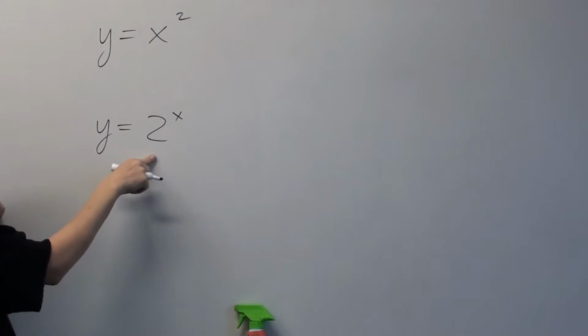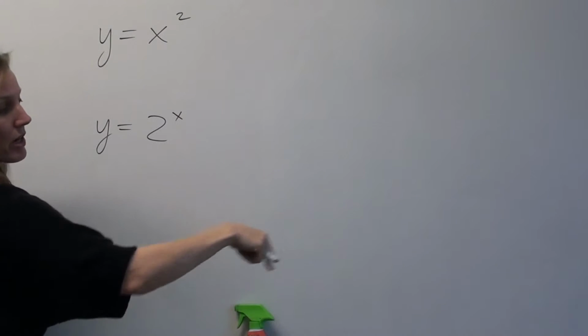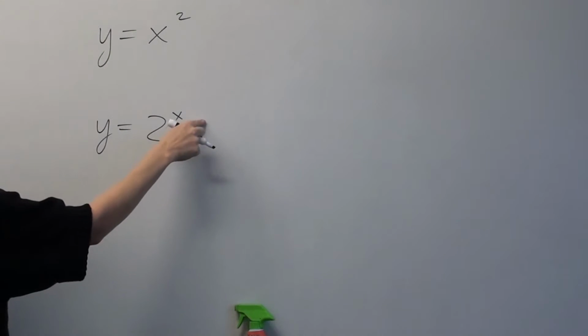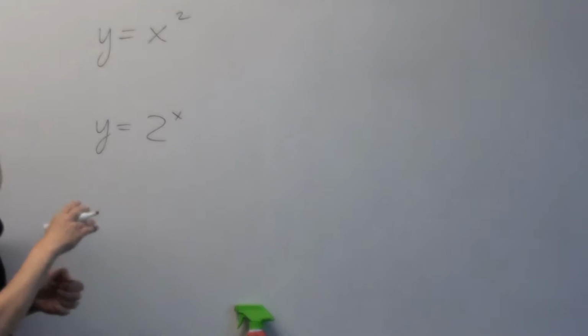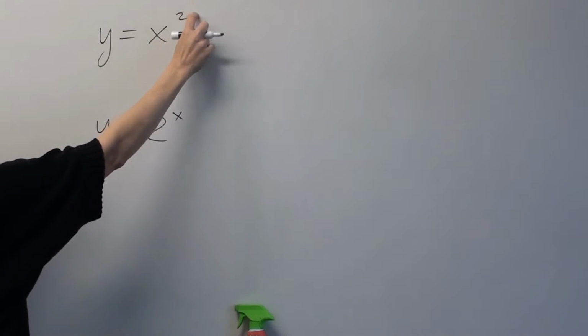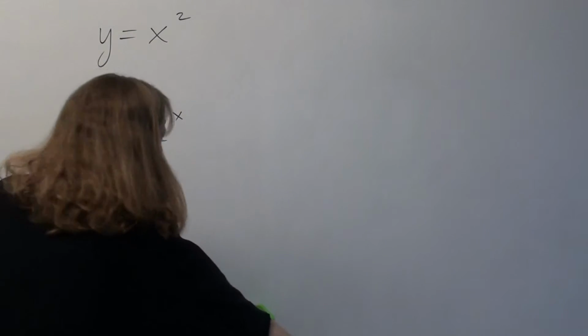This one is an exponential. The variable is in the exponent, and that's when you have to use your exponential derivative rule. You can't just do x times 2 to the x minus 1; that won't work. The only time the power rule works is when your power is a constant, when your exponent is a constant.